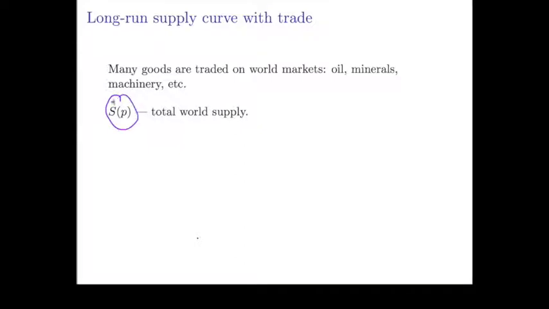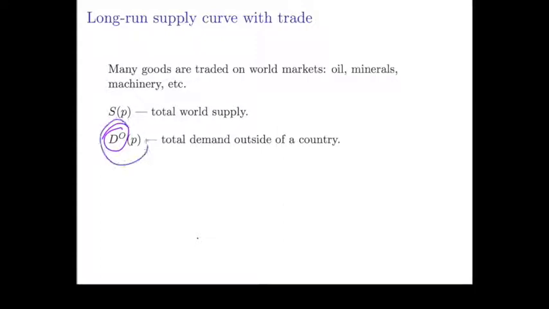Let's denote by S of P the total world supply. So this is the total world market supply of some good. Let's denote by D_O of P the total demand outside of some given country. So we're doing this analysis from the perspective of some particular country. Let's say we're doing this from the perspective of Canada. So this is all the demand from countries other than Canada.